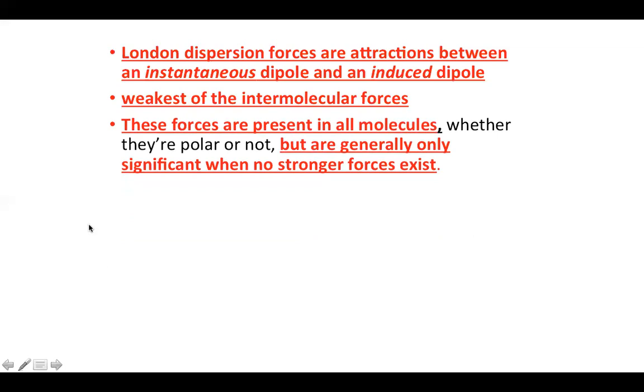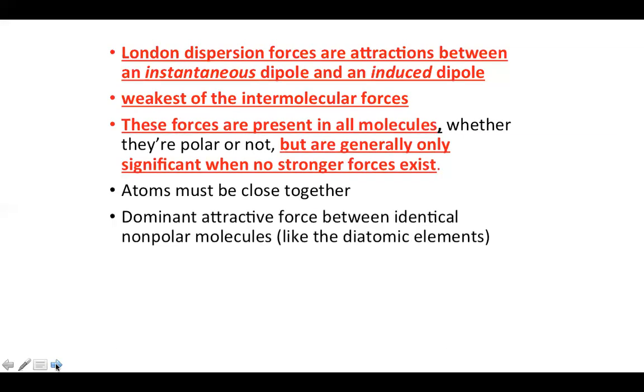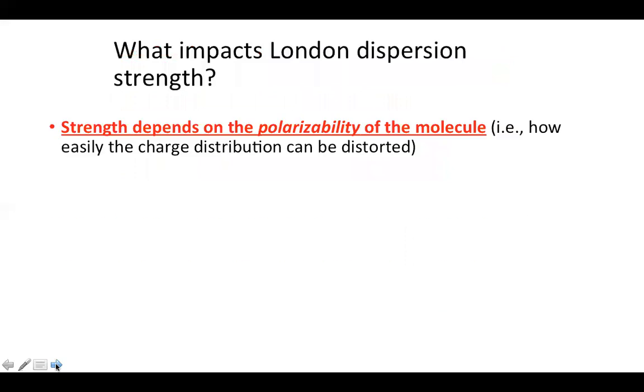All right, so London dispersion forces are going to be present in all of our molecules, polar and nonpolar ones, but usually they're only significant when no stronger force exists. Some things affect London dispersion forces. This is a really important term here, and that's called polarizability. What this means, in a nutshell, is the ability of that substance or molecule to form poles.